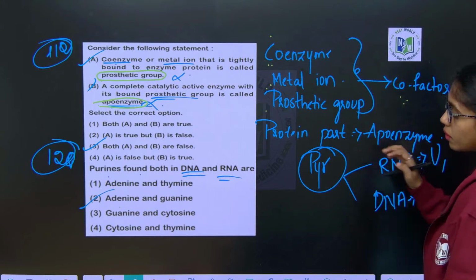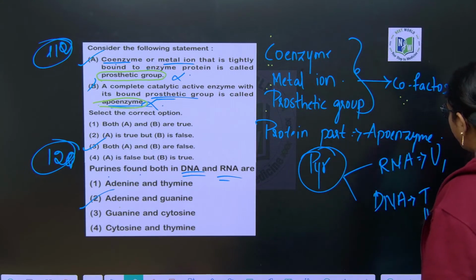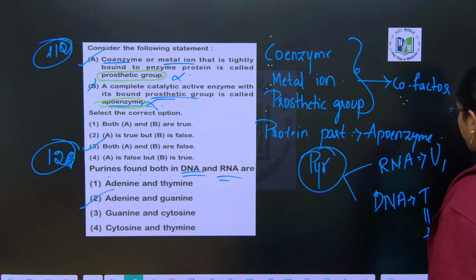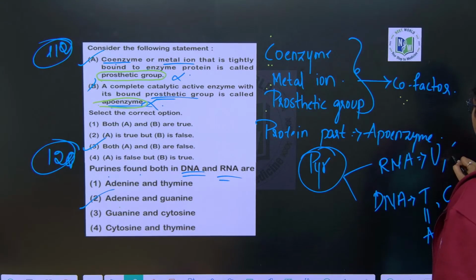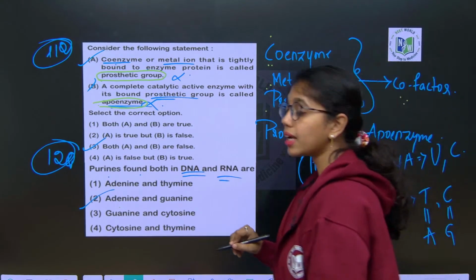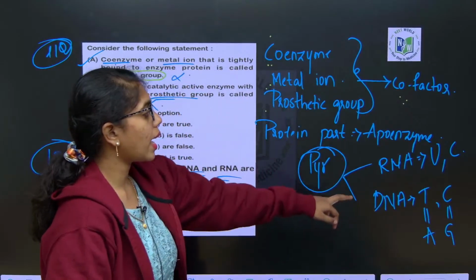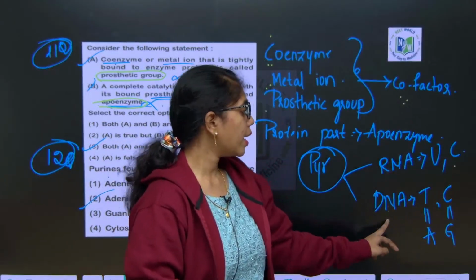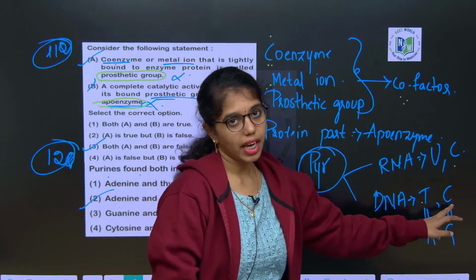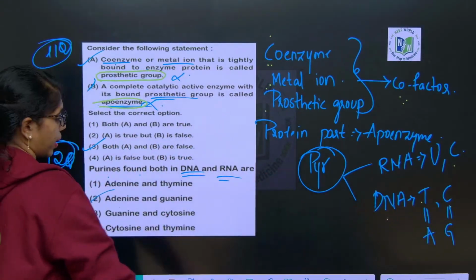Uracil or thymine will bind to what? Adenine. And we have cytosine, which binds to guanine here. Here also it is cytosine. So what are the two pyrimidines present in RNA? Uracil and cytosine. Here in DNA we have thymine and cytosine. That you have to keep in your mind.